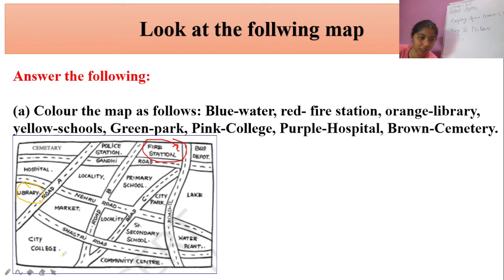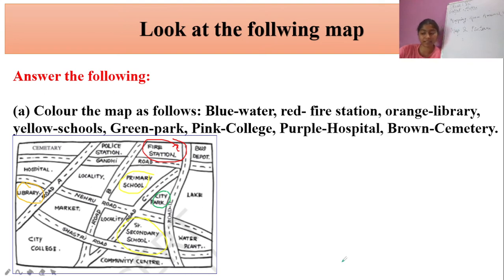Next we have yellow for the schools. Yes, yellow for the schools. Few more. Green for the park. So where do we have green? Park, city park we have.